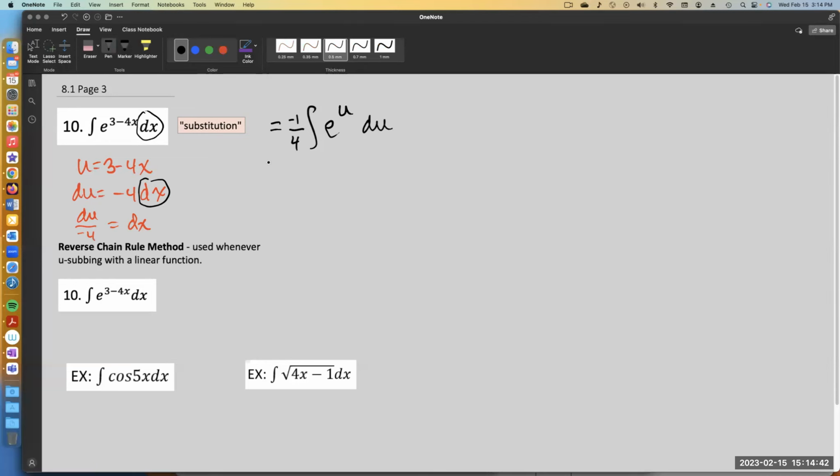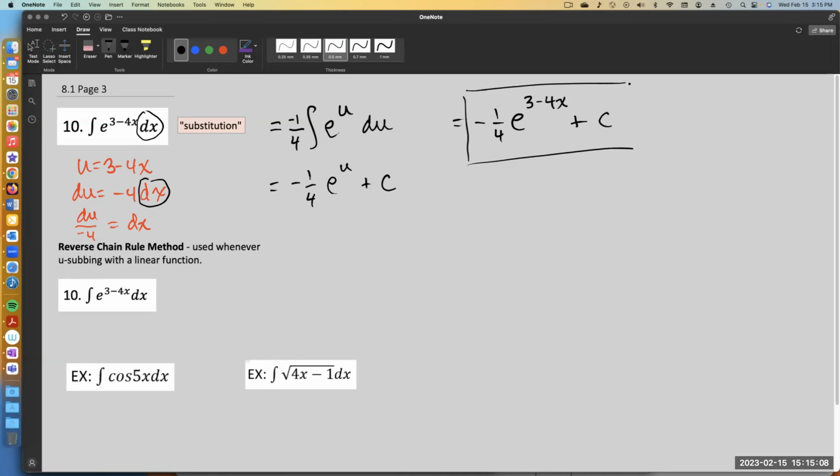And we know how to integrate an exponential. The derivative of an exponential is itself. Now, we need to get back to the original variable, which is an x. So we're going to do that. We call this back substitution. So we're going to sub back in for the u and go back to x. So there is our antiderivative.